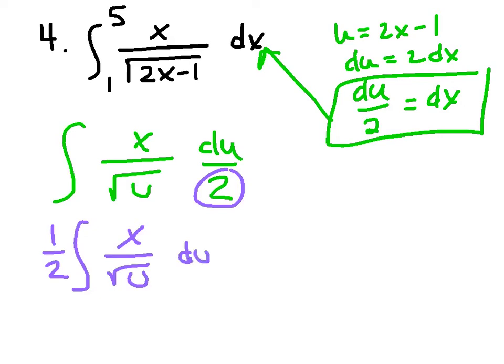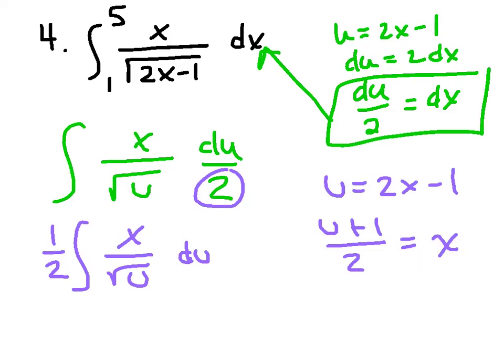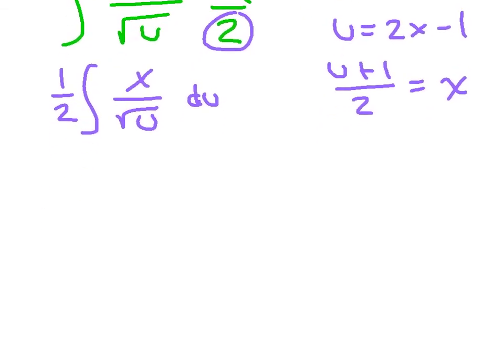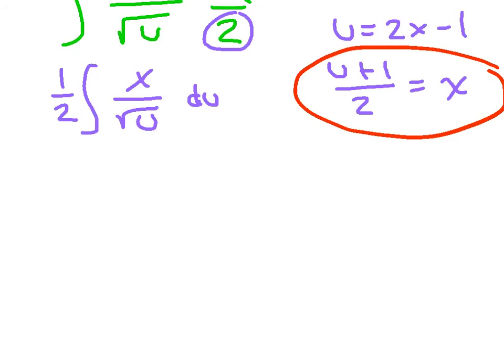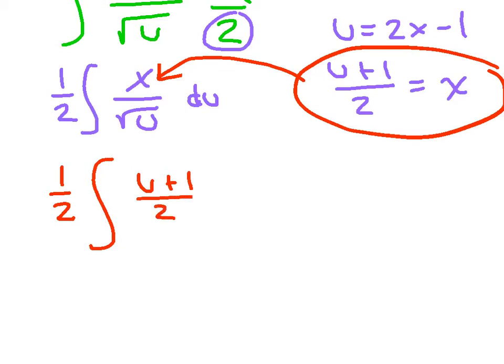And in place of x, I'm going to rewrite my u and actually solve this for x. So I've got u plus 1 divided by 2 is equal to x. And I'm going to substitute that into my x. So I've got 1/2 times (u plus 1 over 2) divided by the square root of u du.